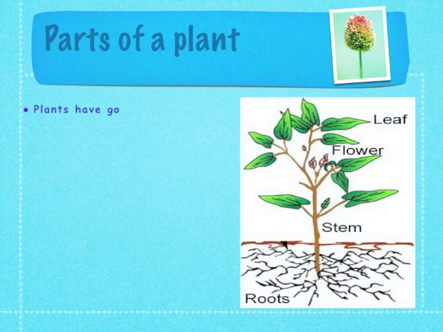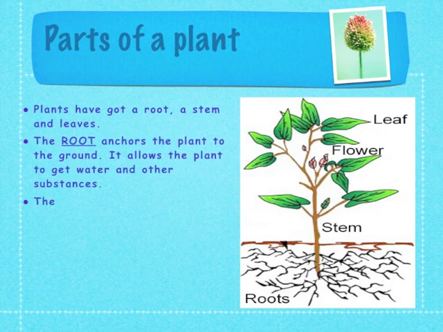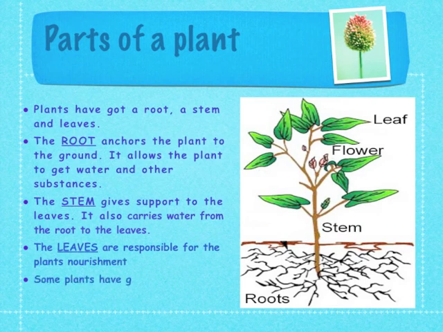Parts of a plant. Plants have got a root, a stem, and leaves. The root anchors the plant to the ground. It allows the plant to get water and other substances. The stem gives support to the leaves. It also carries water from the root to the leaves. The leaves are responsible for the plant's nourishment. Some plants have got flowers and fruit.